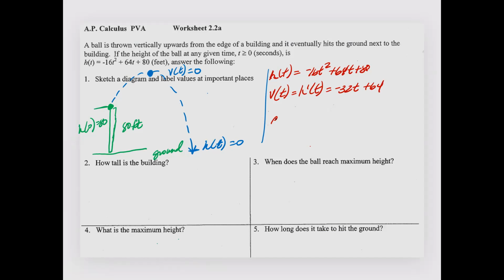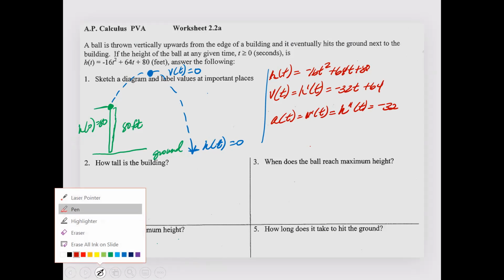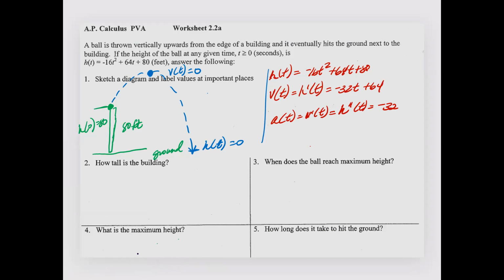And I know that the acceleration, which is the first derivative of the velocity, or the second derivative of the position function, is going to be negative 32. So now that I have these 3 things, I think I'm ready to go ahead and answer the rest of the questions. How tall is the building? Well, the keyword here is tall. So you're asking about the position function of the building.